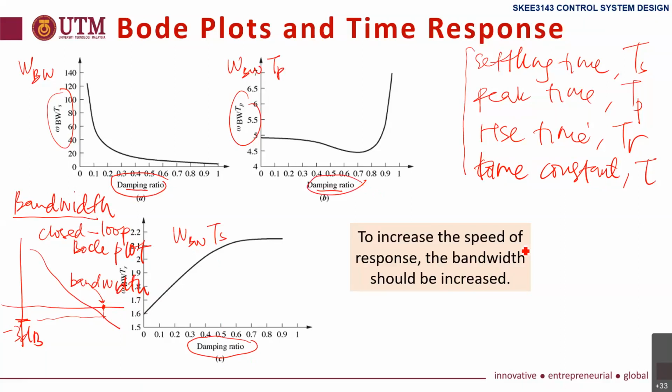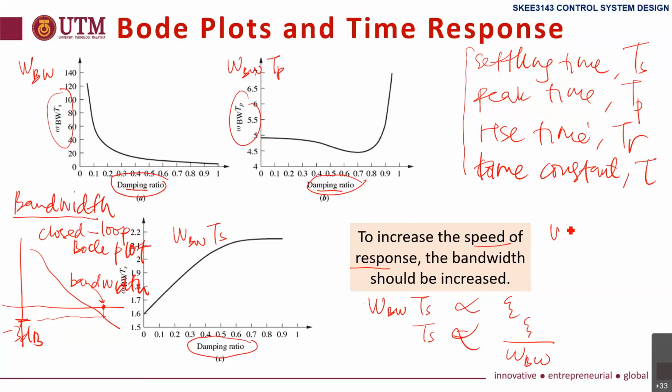So, to increase the speed of the response, the bandwidth should be increased. Because you see that settling time TS is proportional to zeta over omega bandwidth. If we maintain damping ratio and increase bandwidth, then TS will reduce. This is what we want. So to increase the speed of response, the bandwidth should be increased.